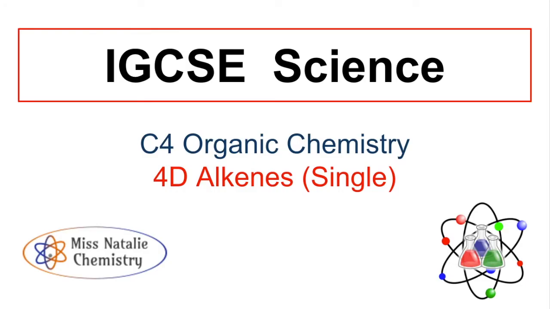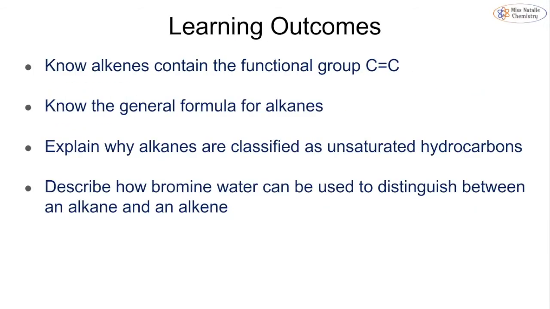In this video, we're going to be looking at topic 4D, the alkenes, and we're going to be focusing on the single science outcomes for IGCSE chemistry from Edexcel. Similar to the alkanes, we're going to look at the functional group, the general formula, why we classify them as unsaturated hydrocarbons, and the structures, and then how we can use the bromine water test in order to distinguish between an alkane and an alkene.